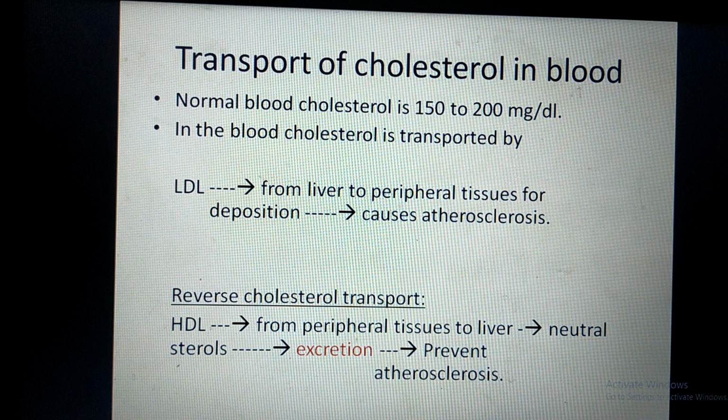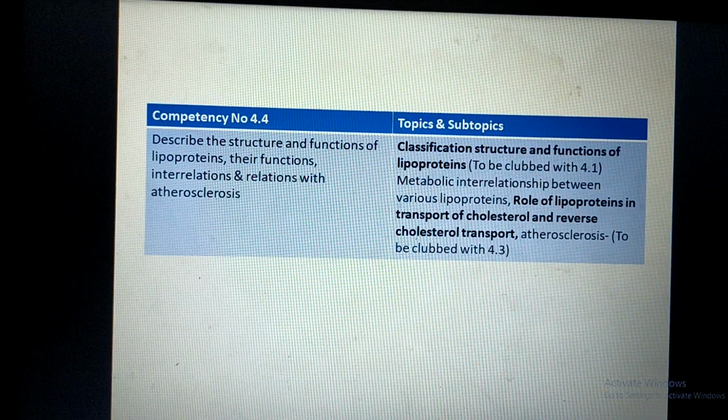So this is about classification, structure and functions of lipoproteins, and the role of lipoproteins in transport of cholesterol and reverse cholesterol transport. Thank you very much.